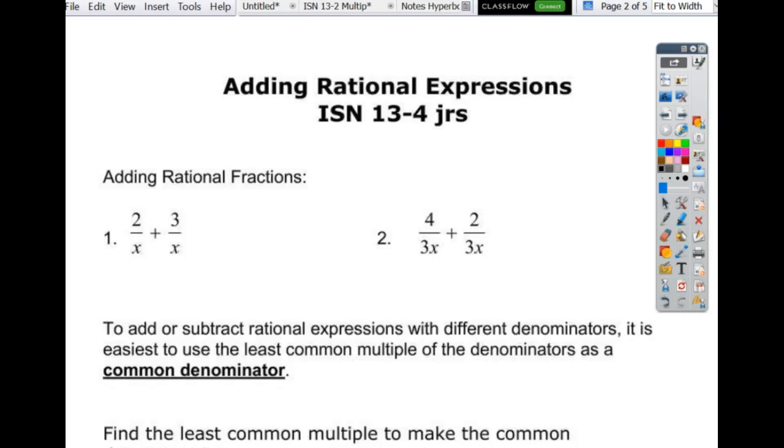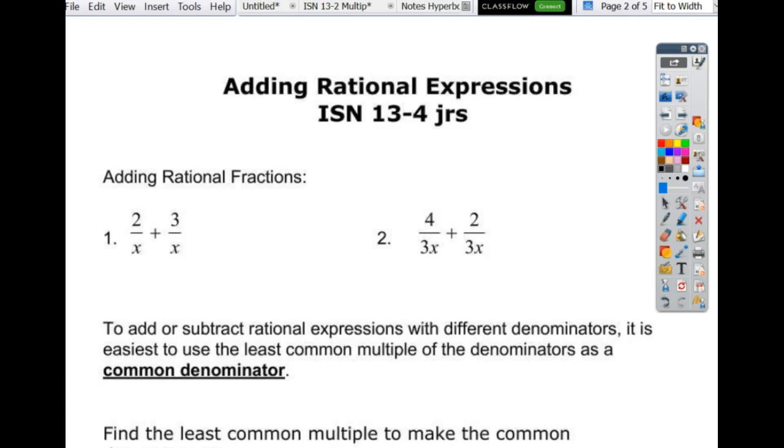Okay, so here's what we're going to do. We spent the first part multiplying and dividing. So what we're going to do today is add, and tomorrow we'll subtract. To add and subtract, you have to have a common denominator.